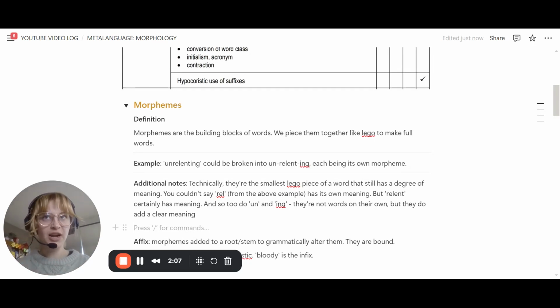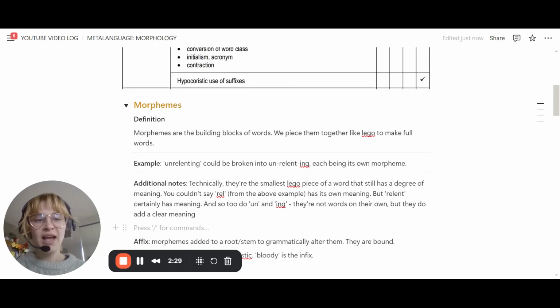And you might be saying, Tori, ing doesn't have meaning. And I would say, actually, it does. It doesn't stand alone. It's bound. It can't stand by itself and have meaning. But ing by itself has grammatical meaning where it creates a verb form, an ongoing verb form, like relent to relenting.